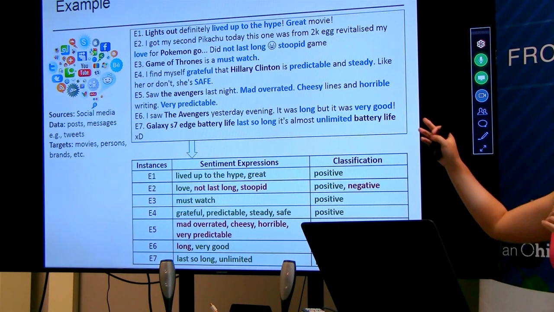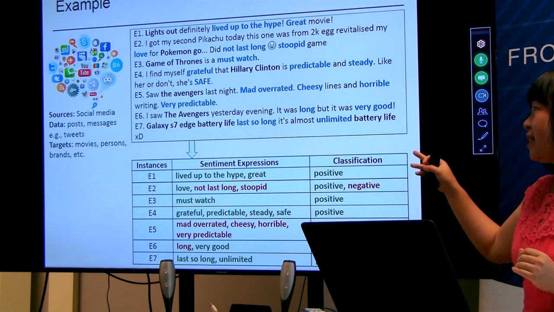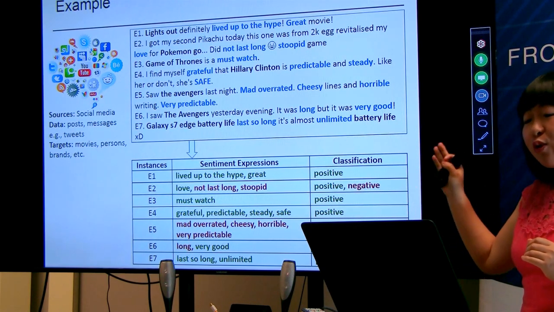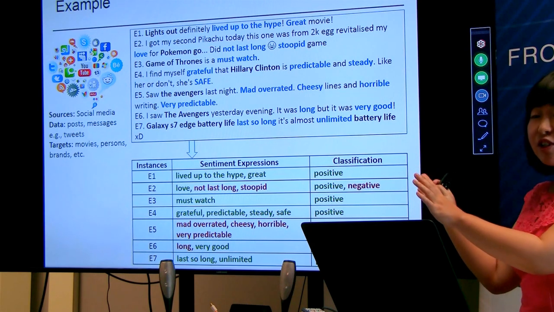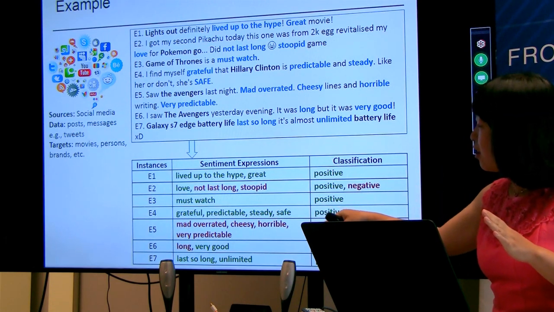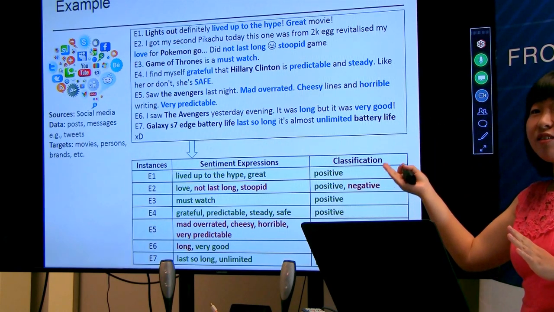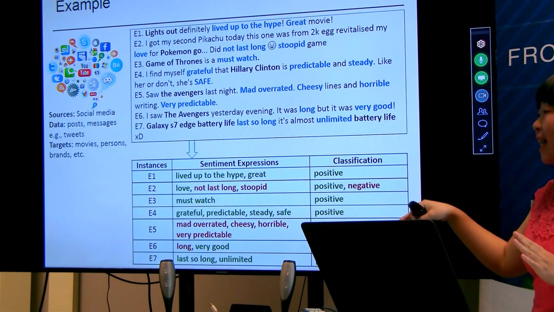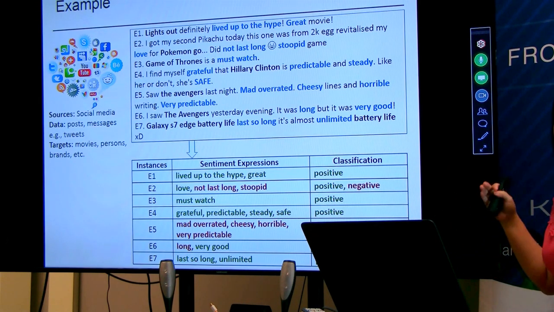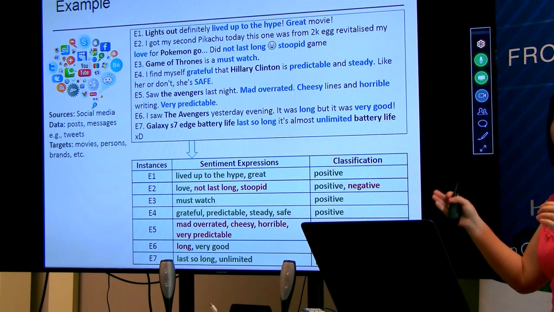However, if you look at the fifth one, "Saw the Avengers last night, mad overrated, cheesy lines, and horrible writing, very predictable." Here, all the expressions are negative regarding the movie. But if we compare the fourth one and the fifth one, we'll see "predictable" can be positive regarding an election candidate, but negative regarding a movie. It gives us a feeling that the polarity of a word is dependent on the target.